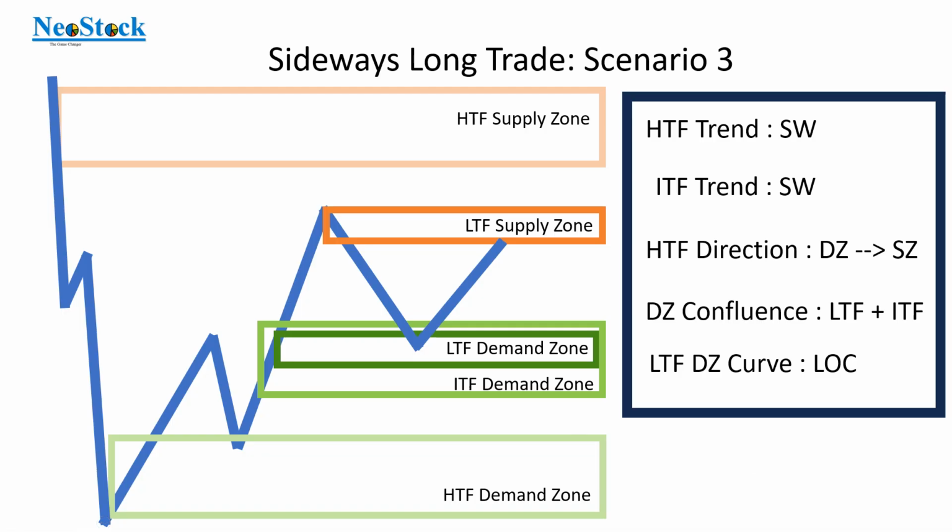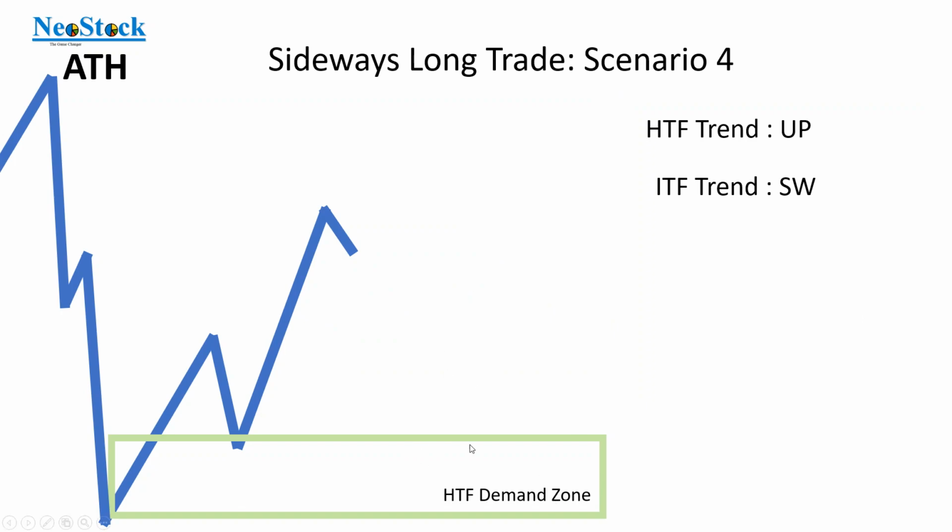Okay, the next scenario, fourth scenario. That is the fourth and fifth, we have two more scenarios. They are based on the all-time high. We have HTF demand zone, but we don't have HTF supply zone. When will it happen? When market is at all-time high, we have only all-time high HTF demand zone. So how to plan the trades in this scenario? In this scenario, HTF trend should always be uptrend and ITF trend should always be sideways. And HTF direction should be from HTF demand zone to all-time high.